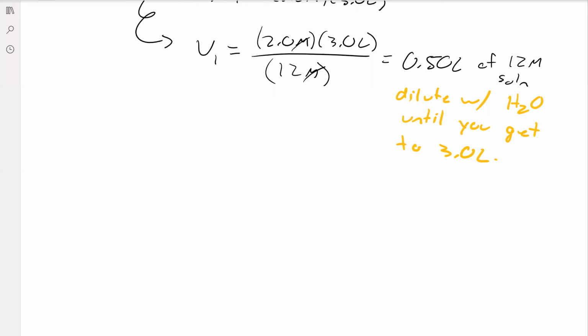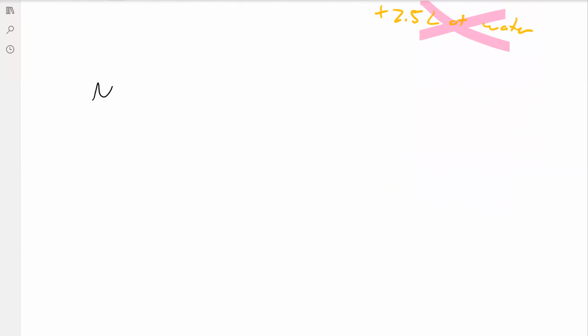And so what you might think is, okay, well, I need 3 liters. I have half a liter here, so I'll just add 2.5 liters of water. And then that'll add up to 3 liters, right? Well, actually, not necessarily. When you're mixing liquids, the math doesn't always make sense. So if you have 25 milliliters of one liquid and you add 25 milliliters of another liquid, you will not necessarily get 50 milliliters. You might not actually get that.